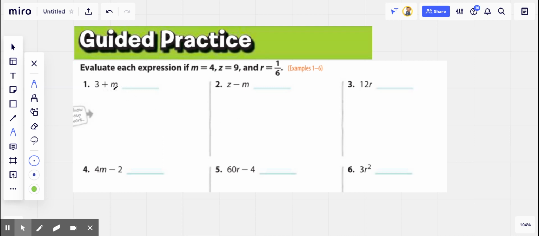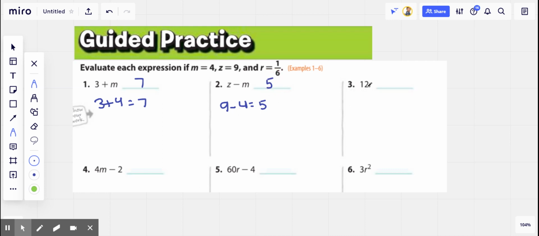Okay, well, we just had the variable m in this expression, so let's do 3 plus m. So that would be 3 plus, and m equals 4, so 3 plus 4, and that equals 7. Let's do number 2, z minus m. Well, z here equals 9, m equals 4, so 9 minus 4 is 5.